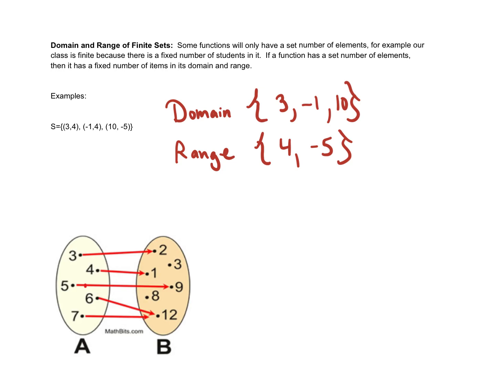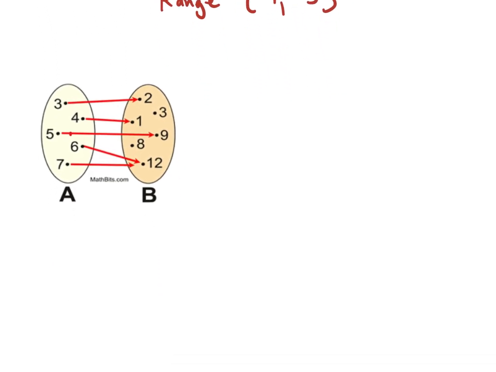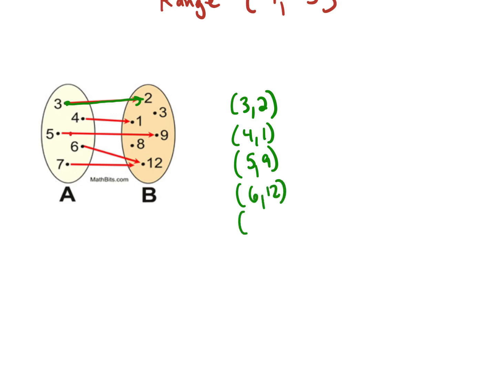So this next one is what we call a mapping. You've probably seen this in Algebra 2 or other courses. A mapping is just another way to write a bunch of ordered pairs. So 3 pointing to 2 means this is the point (3, 2). 4 pointing to 1 means this is the point (4, 1). 5 pointing to 9 means this is the point (5, 9). 6 pointing to 12 means this is the point (6, 12). And 7 pointing to 12 means this is the point (7, 12). So only these 5 points exist in this graph.